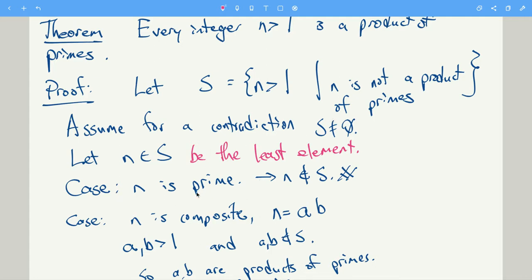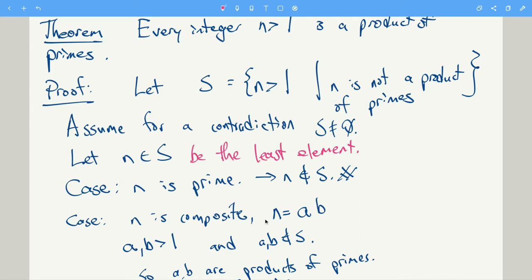Okay, there's two cases. n can be prime or composite. If n is prime, well, n is a product of itself. So n is a product of primes. So that means that n is not in S, and that's a contradiction because we assumed that n was in S. Okay, so in this case we get a contradiction.